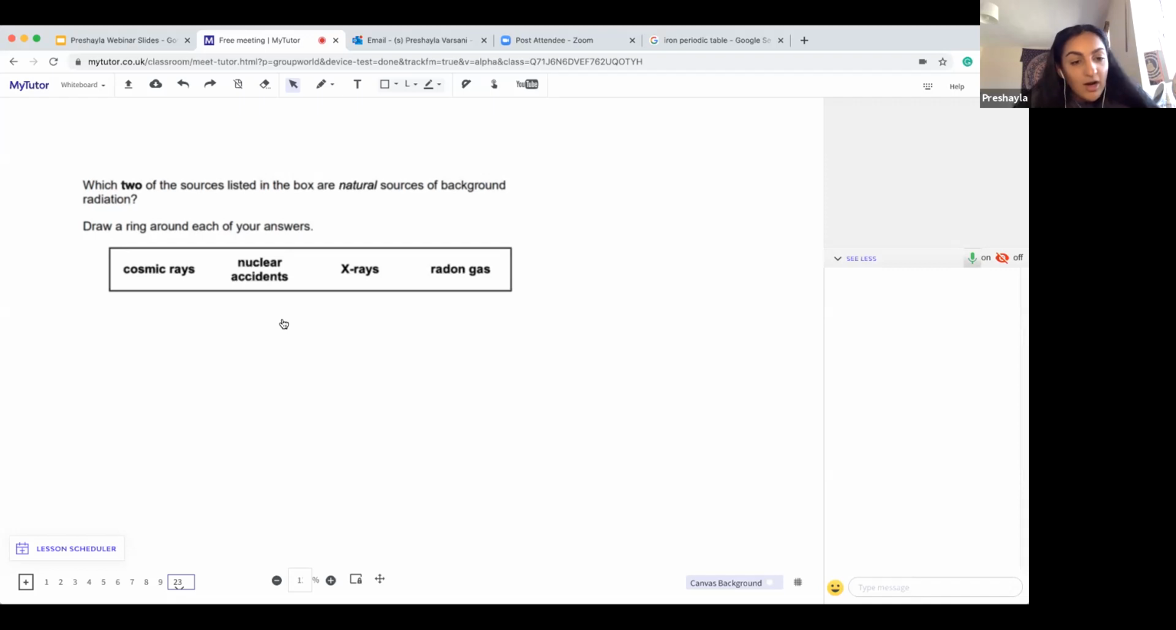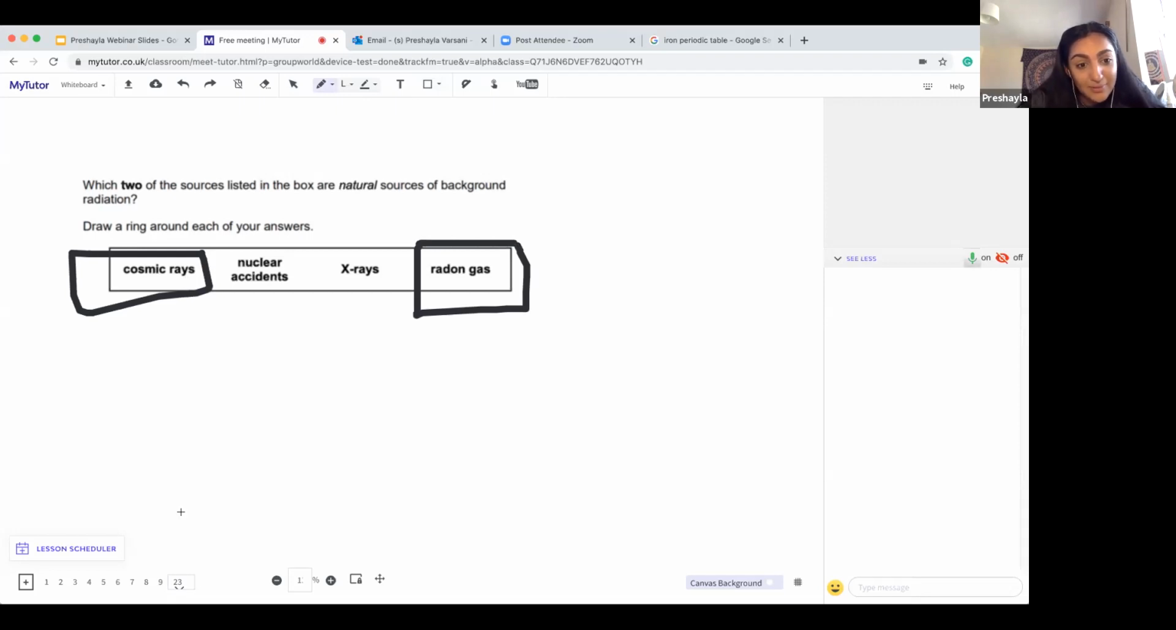Okay, those of you getting the right answer for this one, the natural sources would be cosmic rays and radon gas. They're naturally occurring. They need no human input to occur. X-rays and nuclear accidents happen because of humans.